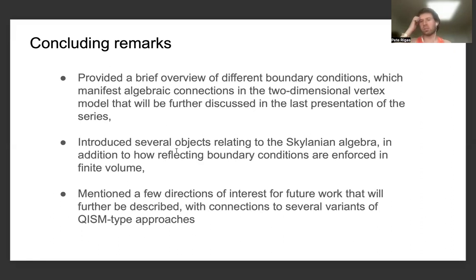And we introduced several models relating to the Sklyanin algebra, in addition to how the reflecting end boundary conditions are enforced in finite volume through a couple examples of configurations which have different orientations from the reflecting end, and how this relates to the definition and boundary conditions of the six-vertex model. And as the last bullet point says, we mentioned a few directions of interest for future work that will be further described with connections to several variants of QISM type approaches.